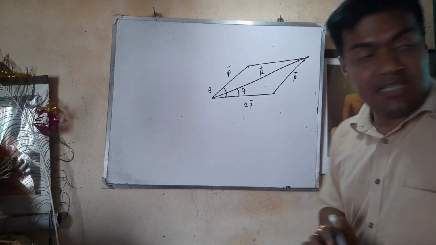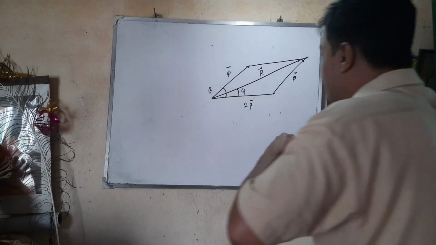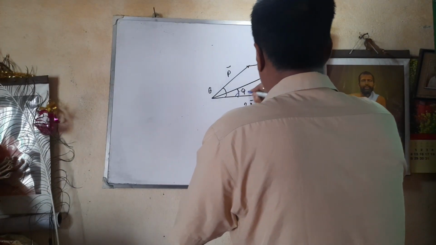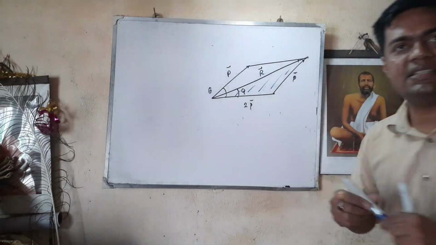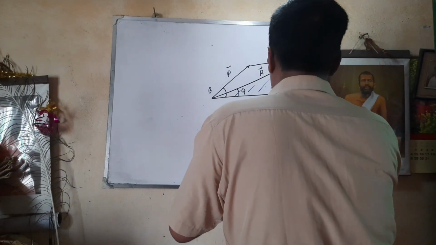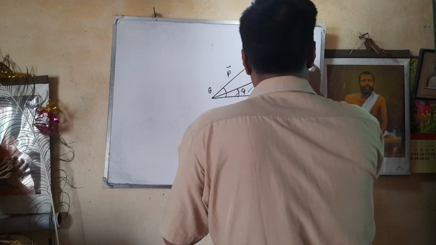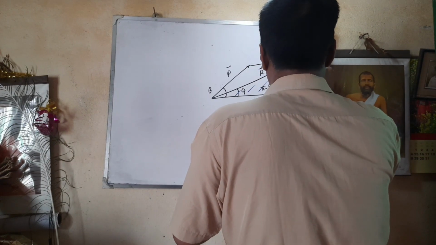Now, I am concentrating on a particular triangle. Say, I am taking this triangle. Okay. Now, from simple geometry, this angle is theta, so this one is 180 degrees minus theta. And what will be this angle? It will be theta minus phi.